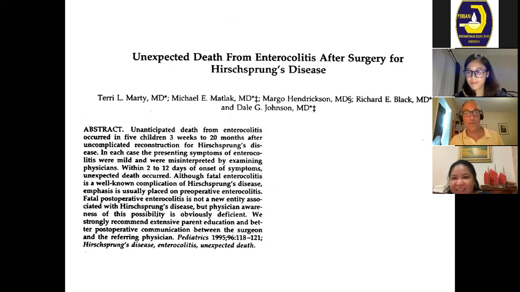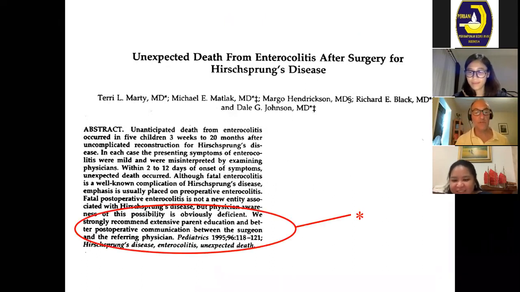The most important thing, and this is a paper from Salt Lake City from many years ago, the most important thing is that the parents and the community physician taking care of the child have to be aware of the risk that enterocolitis poses to that child, the risk of death, and they need to recognize the symptoms of enterocolitis right away, and they need to be trained as to how to do irrigation.